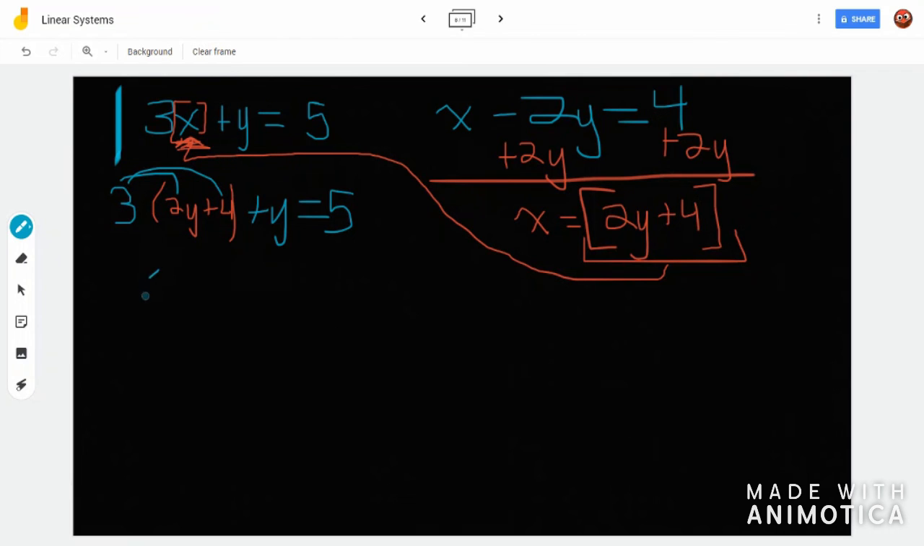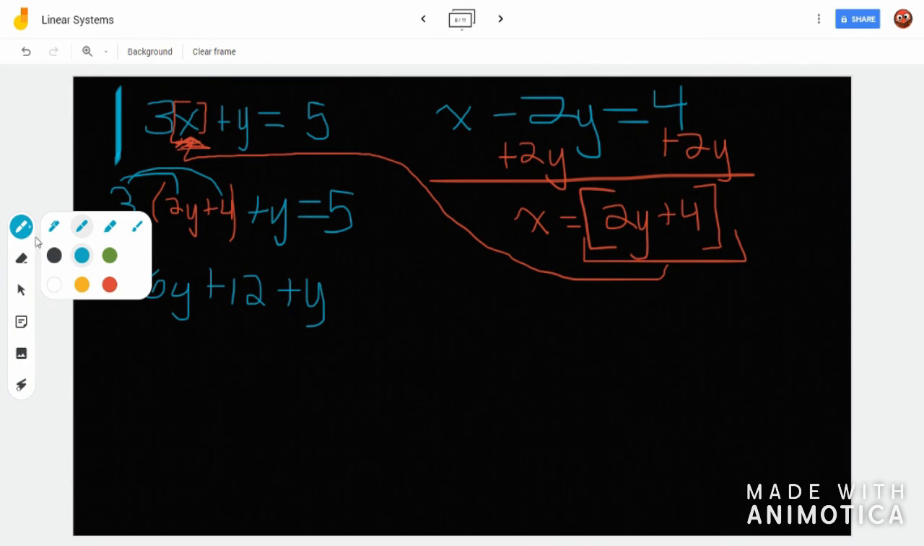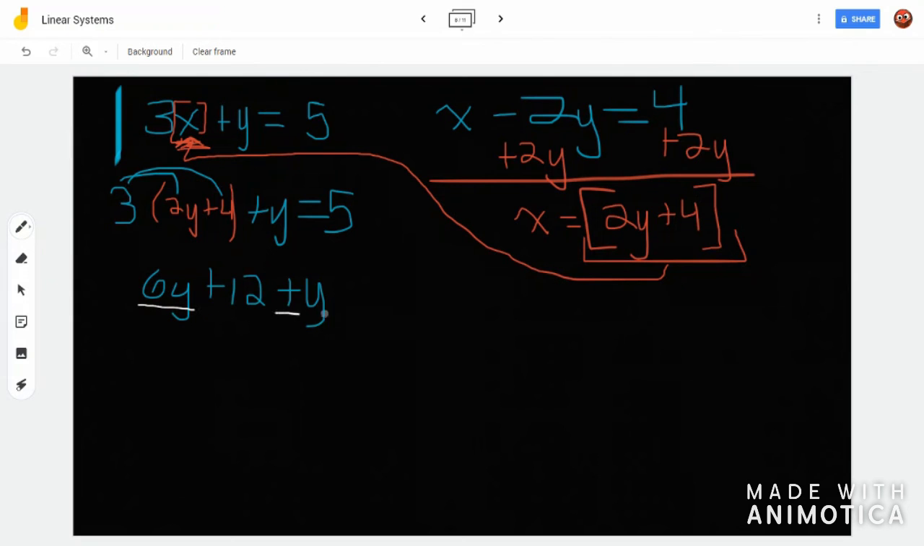3 times 2y is 6y, and 3 times 4 is 12, and plus y. Now I can collect like terms. I can collect my 6y and my plus y. Oh my goodness, I forgot to write equals 5. Equals 5. There we go. So now collect like terms. 6y plus y is 7y. Carry down the rest of this side. Plus 12 is equal to 5.